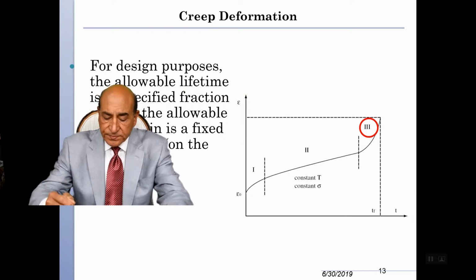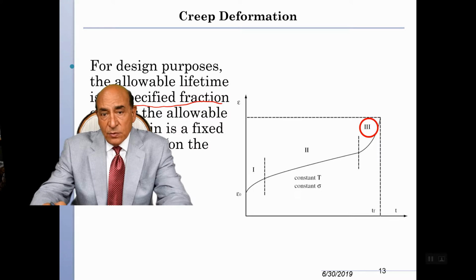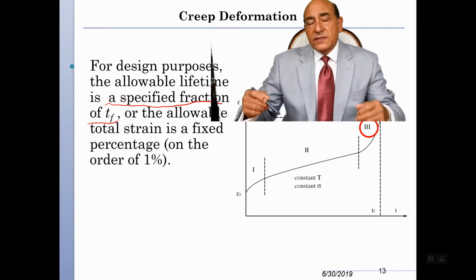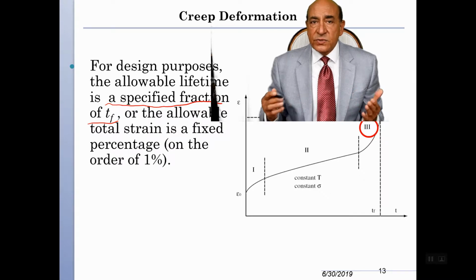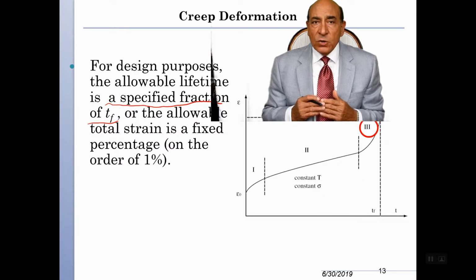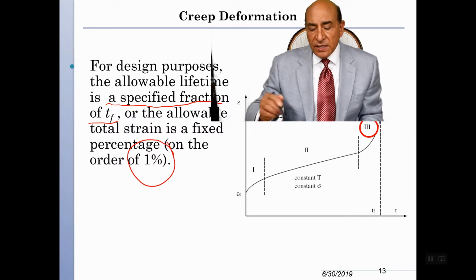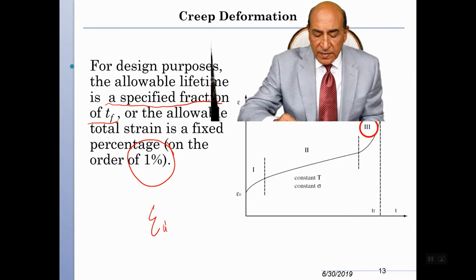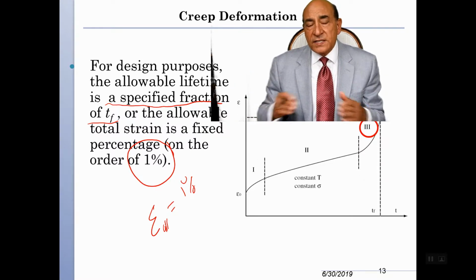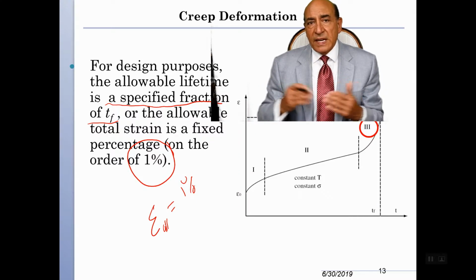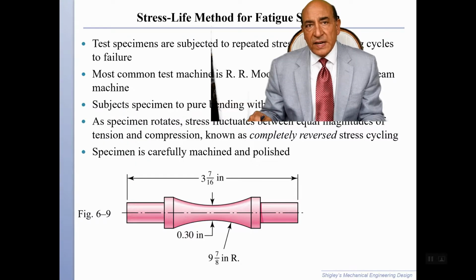For design purposes, we specify a fraction of the time to failure as our allowable, or most often we specify a fraction of the rupture strain. For example, if the rupture strain is 20%, we specify only 1%, not 20%. So in the ASME design code, the epsilon allowable is equal to 1%, which is much smaller than what the material can take to rupture, because we want to have a very large safety factor. Usually the applications are very sensitive in terms of safety, and therefore we have to have a large safety factor.